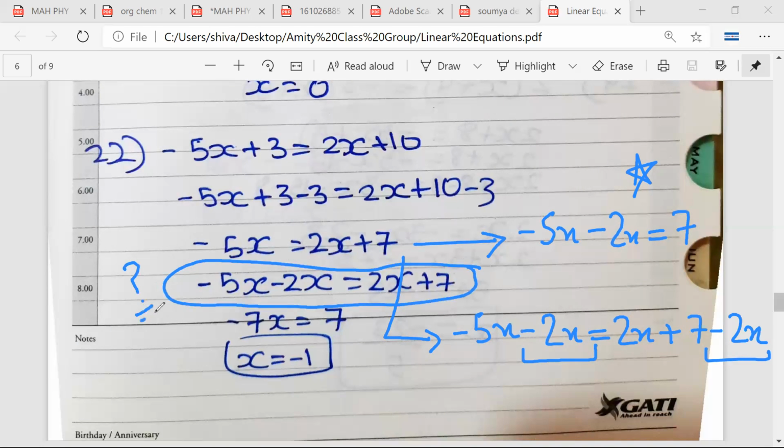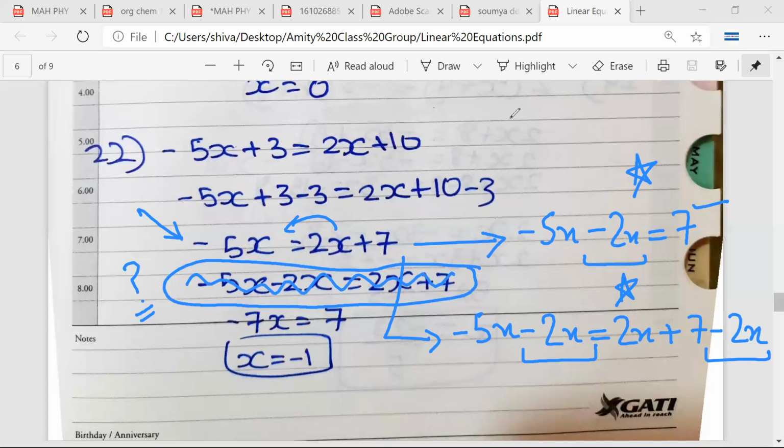Sanvi, have you understood? Yes, I forgot to add the minus. So this is absolutely fine. You can bring 2x here, it becomes minus 2x, absolutely fine. Or you can subtract minus 2x on both sides from this equation, then it becomes minus 5x minus 2x plus 7. So either you do this or you do this, but ये मत कीजिए, ये गड़बड़ है.